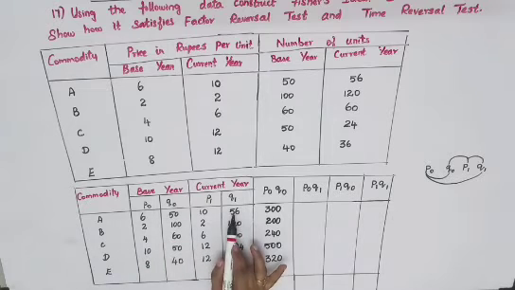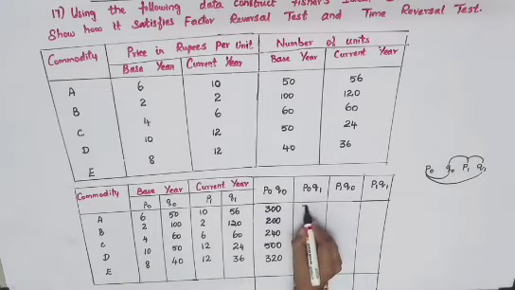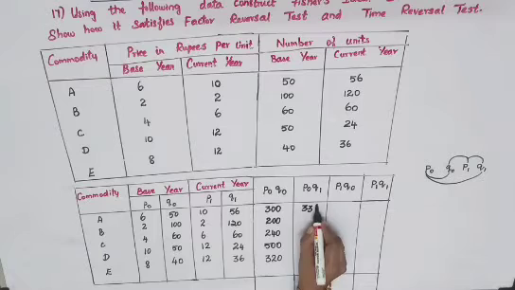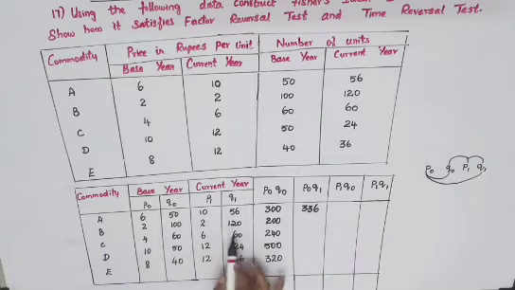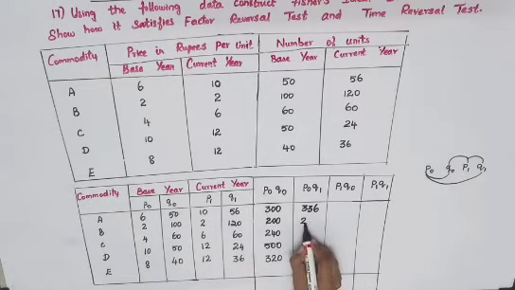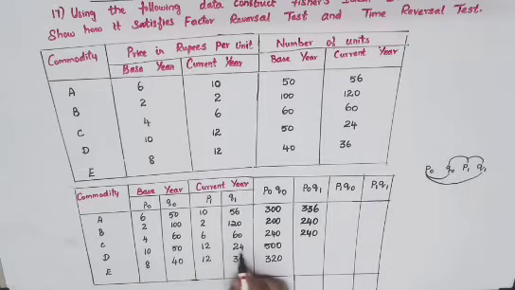6 into 56, you will get 336. 2 into 120, you will get 240. 4 into 60, again you will get 240. 10 into 24, again you will get 240. 36 into 8, you will get 288.